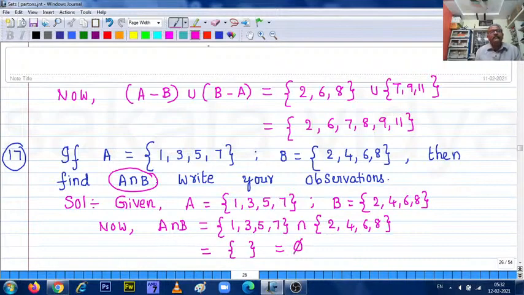If A intersection B is equal to phi, then our observation we can write: A, B are disjoint sets. Otherwise, they are said to be overlapping sets. If A intersection B is not equal to phi, then we say they are overlapping. This is called disjoint sets. Sometimes you may be asked the definition of disjoint sets also. Simply write down: if A intersection B is equal to phi, then A, B are said to be disjoint sets.